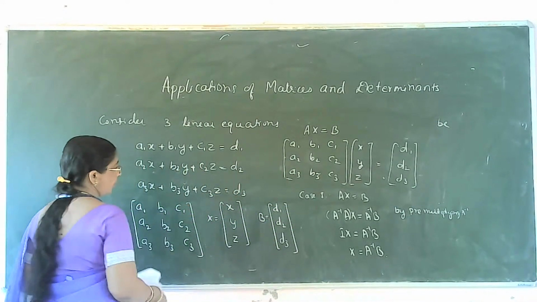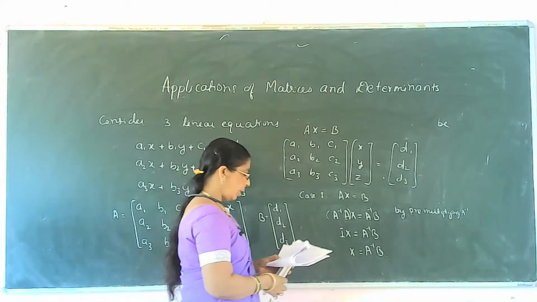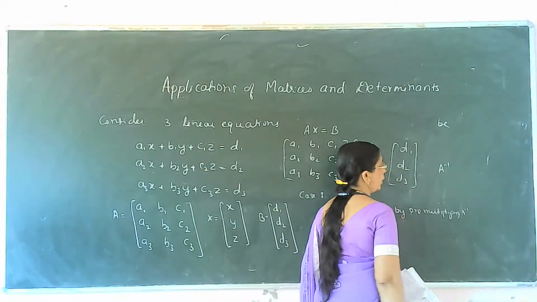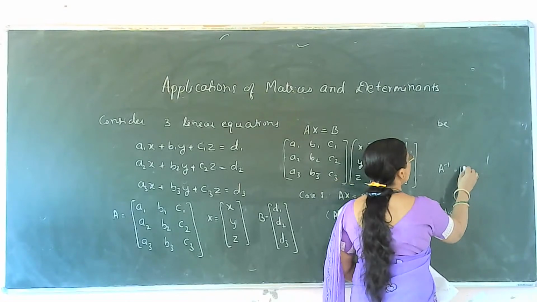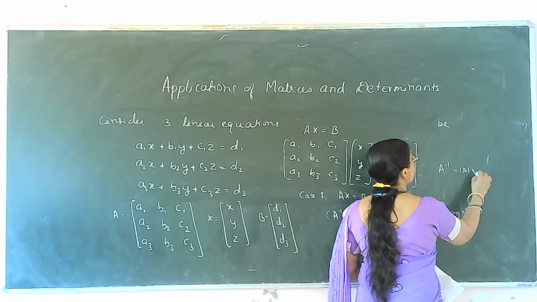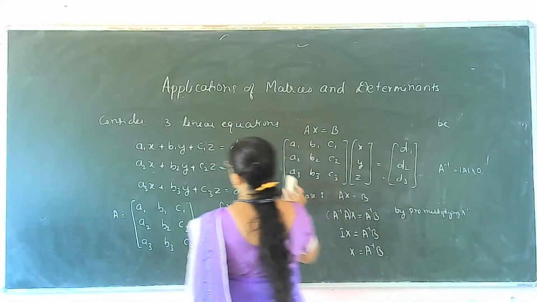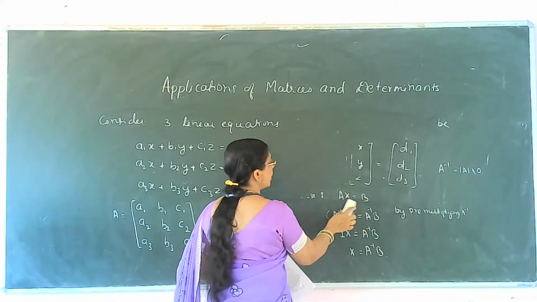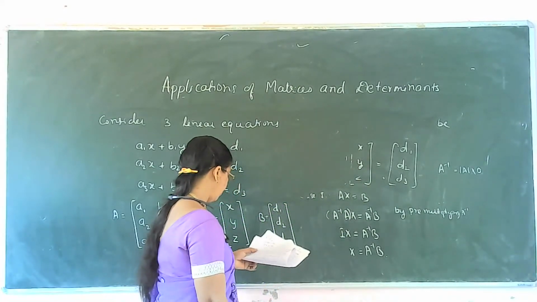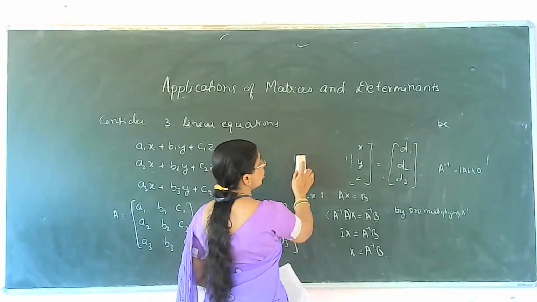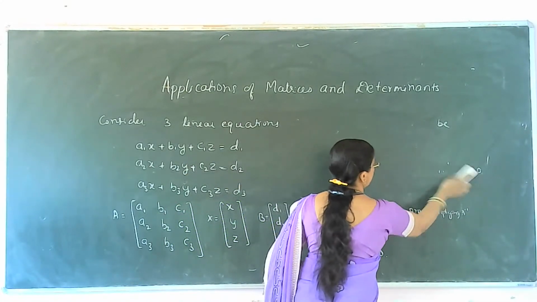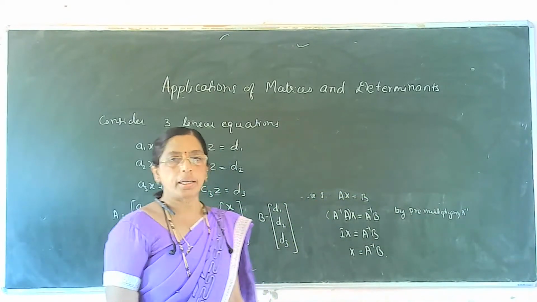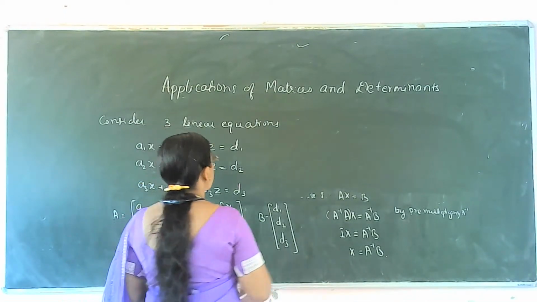Then in the second case, to find A inverse, the determinant value should exist; it is not equal to 0. I will tell that later also. In case 1, Ax equal to B, solving the equations this way is called the matrix method.